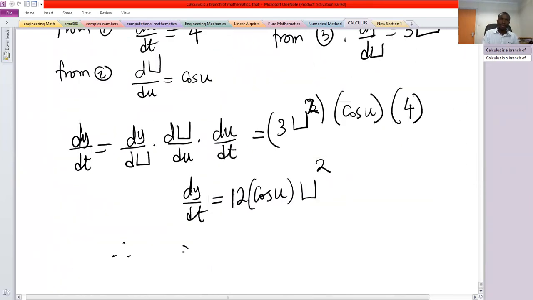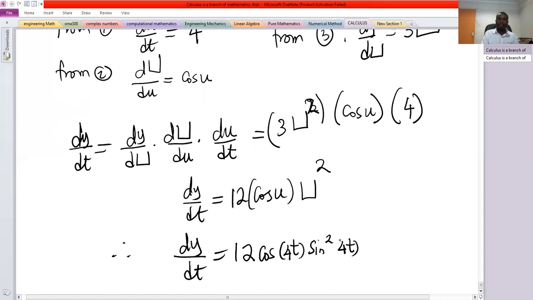So dy dt will be 12 cos of 4t sine squared of 4t. So this will be the final solution.